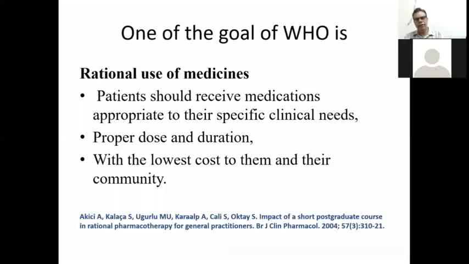Suppose that they have dysentery. The clinical features, as you know, are passing stool with mucus and blood. So we have to give a drug which kills the trophozoites of amoebic dysentery, like metronidazole. Proper dose and duration, how many doses and how many days, is also important, with the lowest cost to them and their community. We can use a drug whose cost is also less to them and their community.